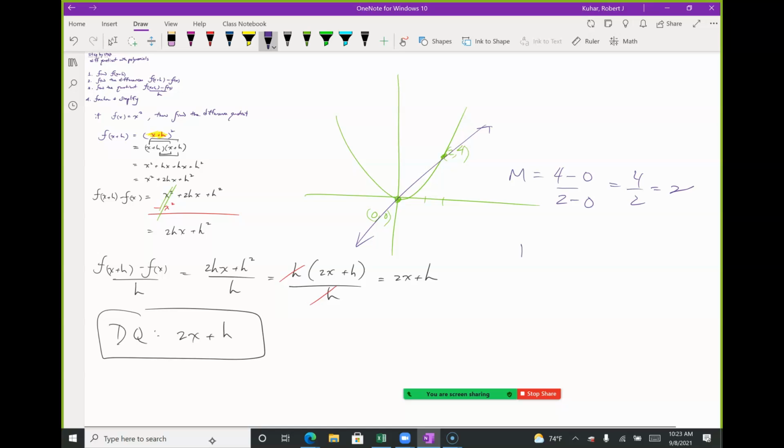And let's check the slope with the dq now, with the difference quotient. I can use either x I want. I can use this as my x, or I can use this as my x. But pretty clearly, the h is 2, or negative 2, depending on which way I use. I'm going to let x be 0 and h be 2. And I get, what, 2 times 0 plus 2. And that, of course, is 2, and it gives me the same slope as the slope formula.